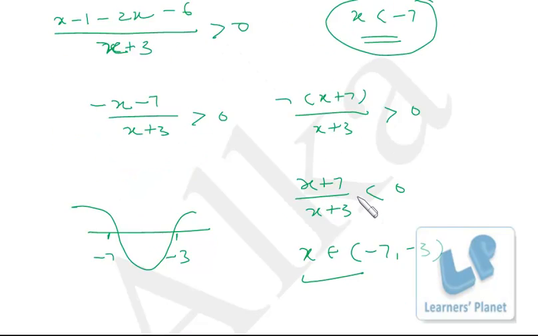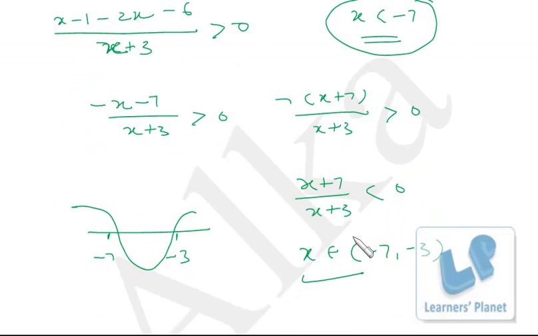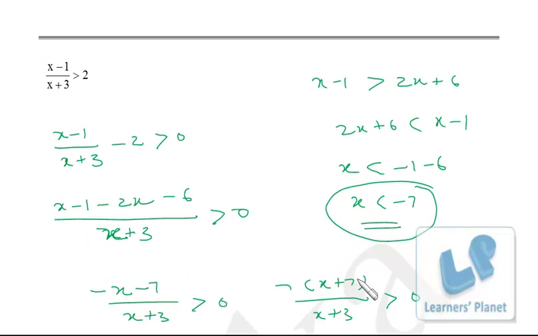So there is a huge difference between both the answers, in fact both the answers are opposite to each other. In this case x should be less than minus 7, and in this case x should be greater than minus 7 but less than minus 3. Okay, so be very clear, never ever go for the cross multiplication in case of inequalities when you are having a variable expression in the denominator.